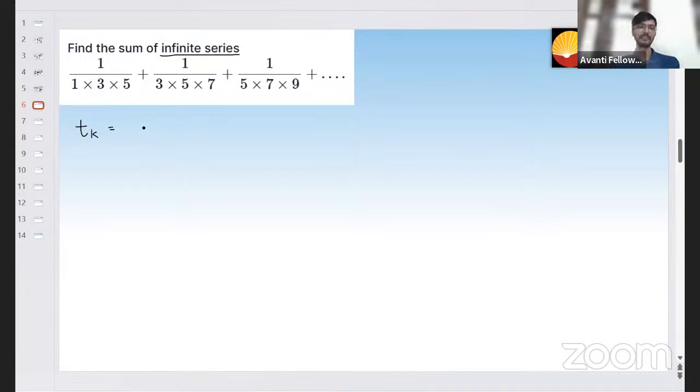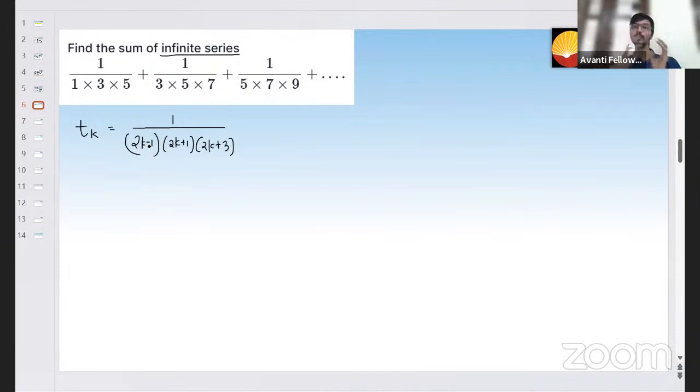So how can I write the general term, guys? I'll write it as 1 upon 2k minus 1, 2k plus 1 and then 2k plus 3. Correct? So let me modify this general term, because this is not an AP or GP, so we have to modify the series to be in AP or GP.